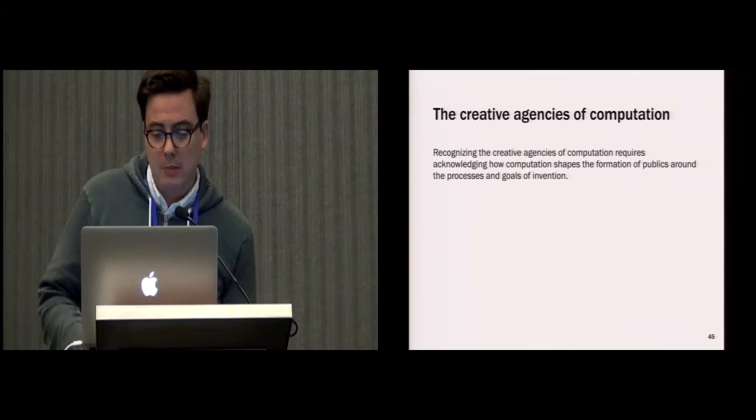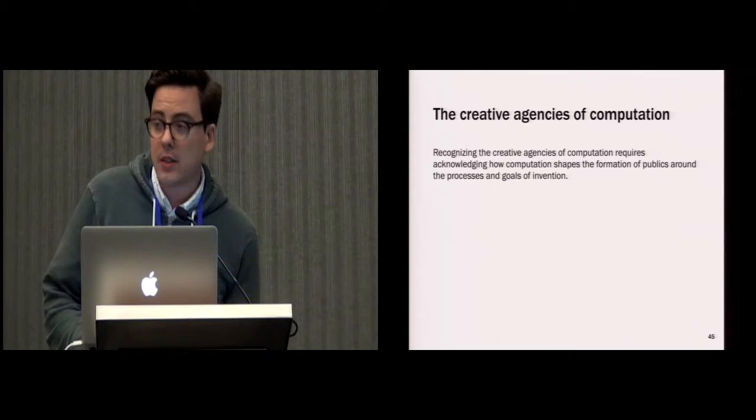The second way we want to interpret the agency of computation is through the influence it exerts on creative endeavors. Computation affects the formation and support of publics oriented around modes of imaginative production. These agencies are not political agencies, but rather creative ones.